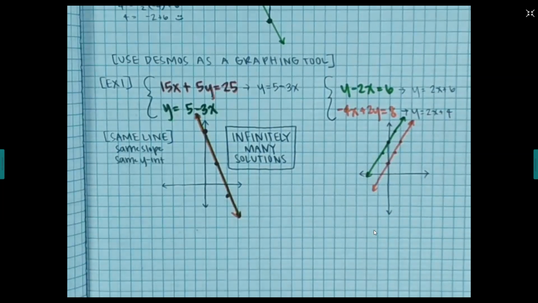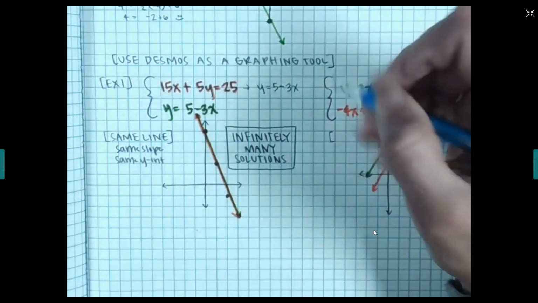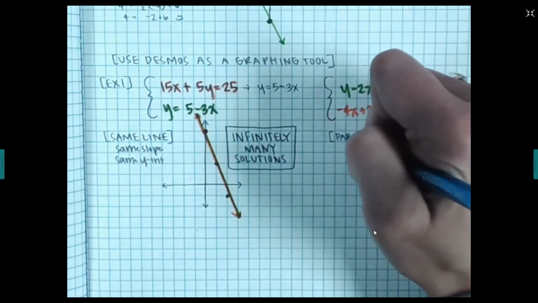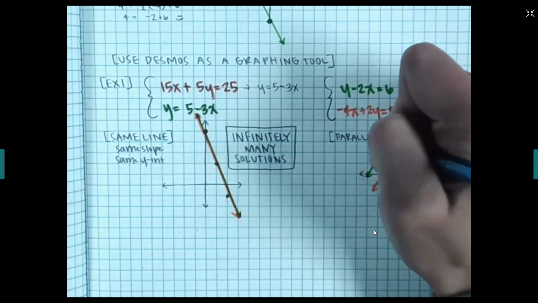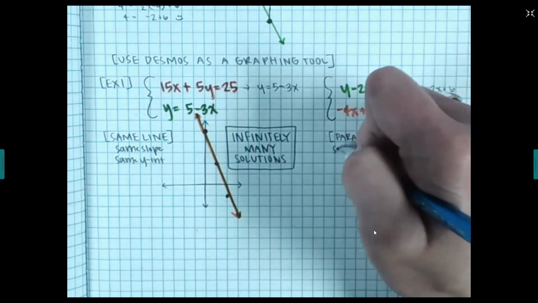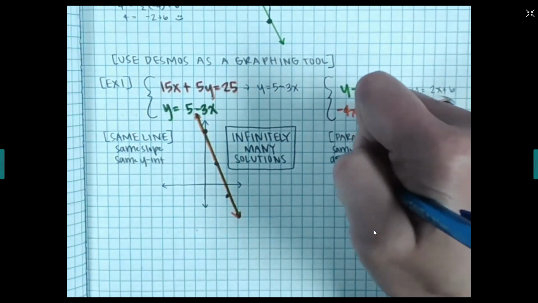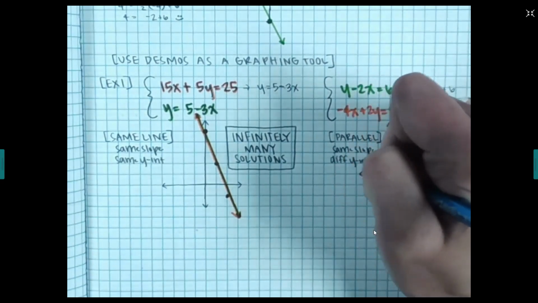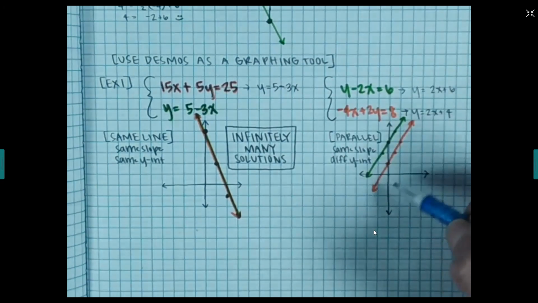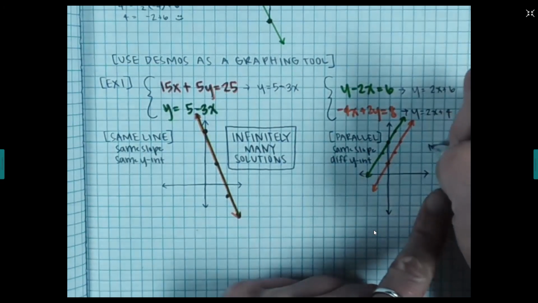So these two lines are what we call parallel lines. They have the same slope, but different y-intercepts. And if they're parallel, they never intersect each other. So there is no solution.